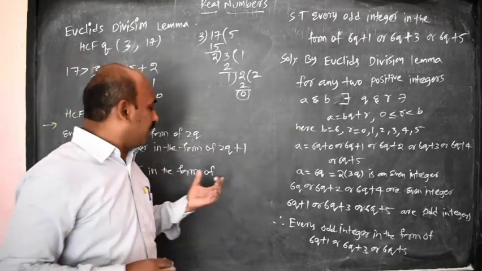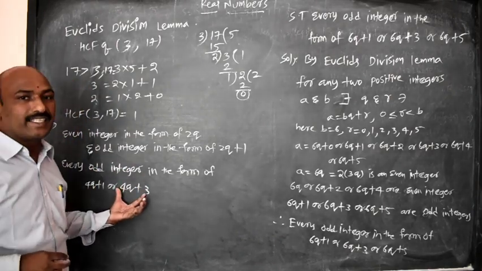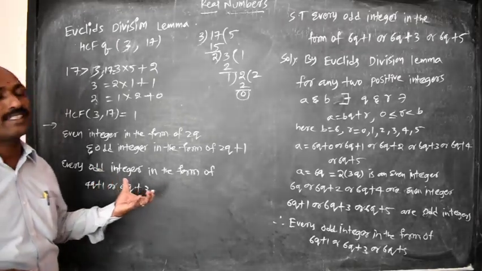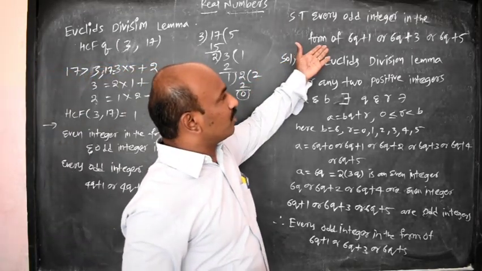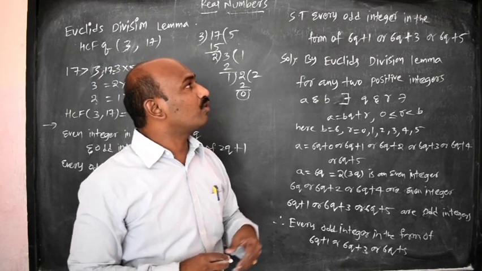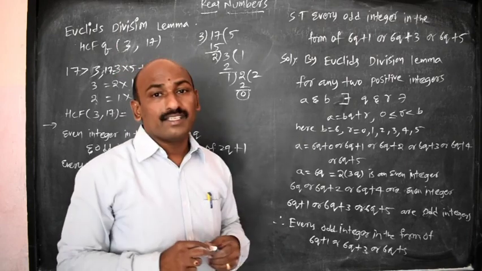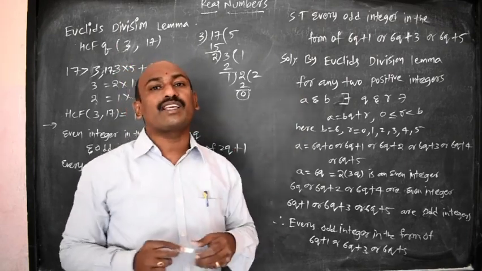They can ask this model for 1 mark or 2 marks. And every odd integer in the form of 4q plus 1 or 4q plus 3, we need to show this for every odd integer. And the textbook model is 6q plus 1, 6q plus 3 or 6q plus 5. We need to show that every odd integer is in the form of 6q plus 1, 6q plus 3 or 6q plus 5 by using Euclid's division algorithm.